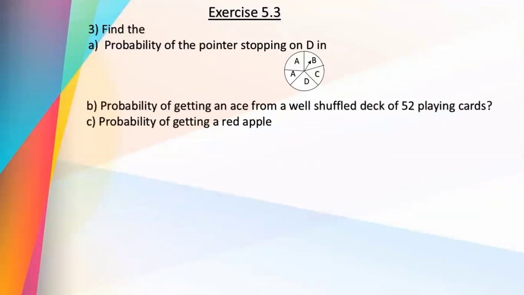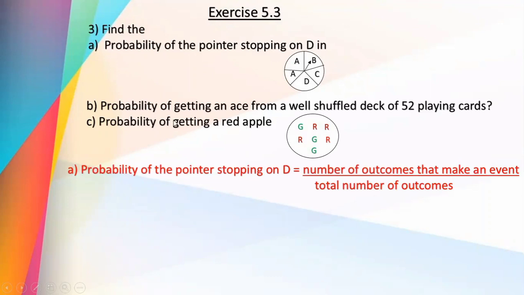Second question, probability of getting an ace from a well shuffled deck of 52 playing cards. C, probability of getting a red apple. Here, green color shows green apple and red color red apple: red, red, red, again green, red and again green apple. First question, probability of the pointer stopping on D.